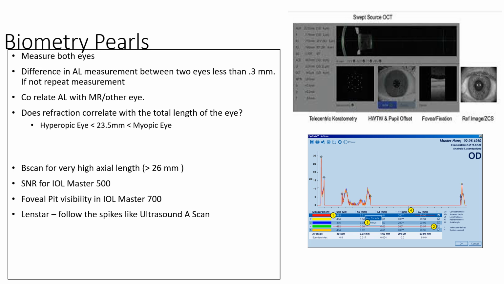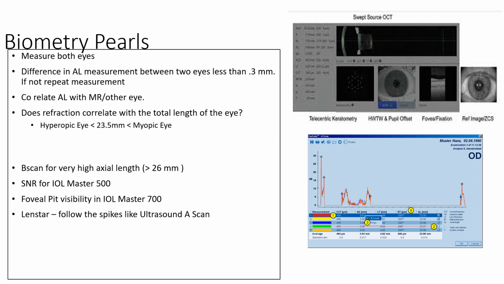Remember, the average axial length is between 23 to 24 millimeters. So an axial length higher than 24 millimeters would be branded as a myopic axial length, or a myopic eye will normally have a higher axial length. For an axial length less than 23 millimeters, it is a hyperopic eye. This needs to be correlated.